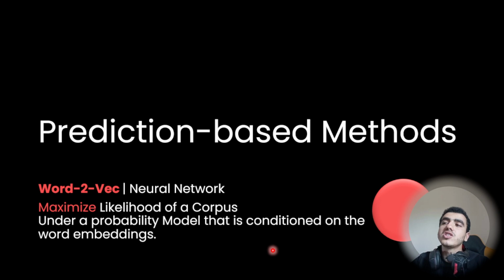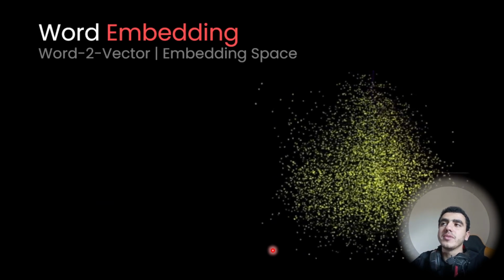So now let's move on to a different type of embedding methods, which are the prediction-based methods. It is basically based on word2vec. The previous one is based on minimization of the reconstruction error, but here it is the maximization of the likelihood of a corpus given its context. So I'll be describing what I mean.